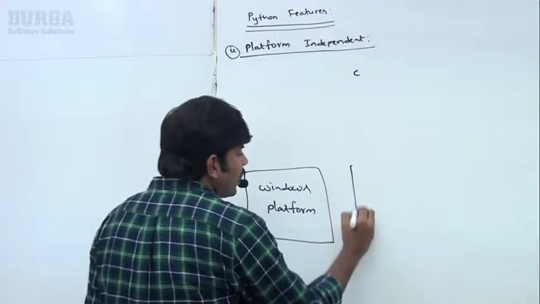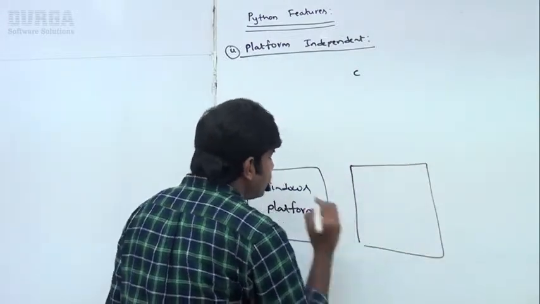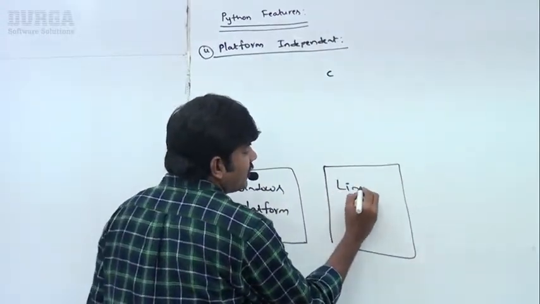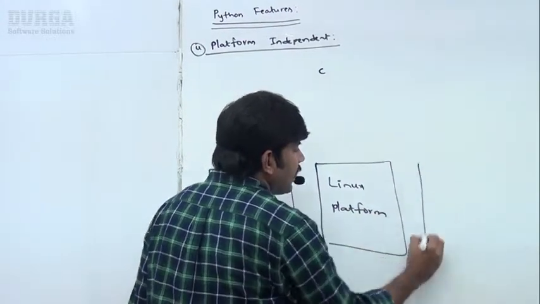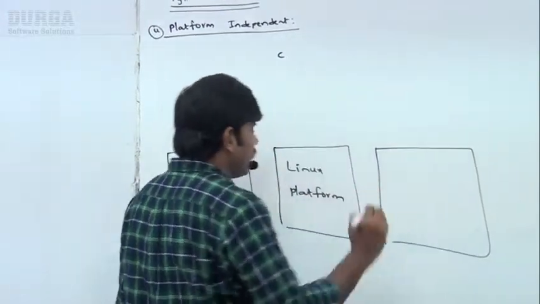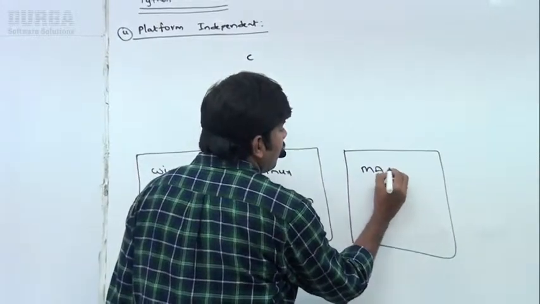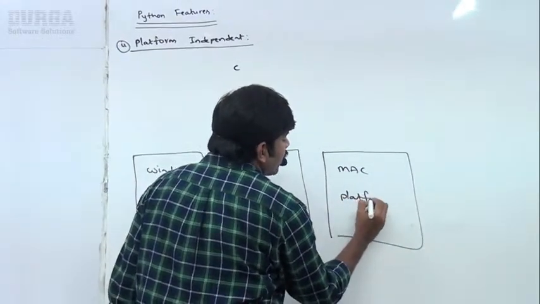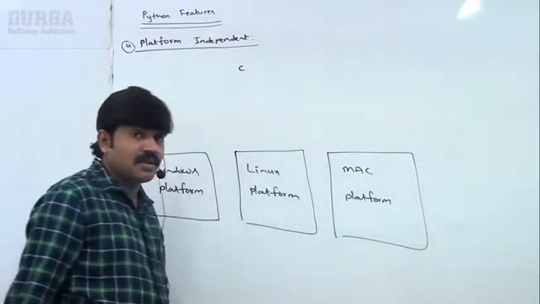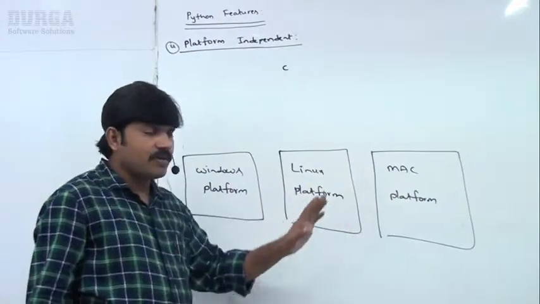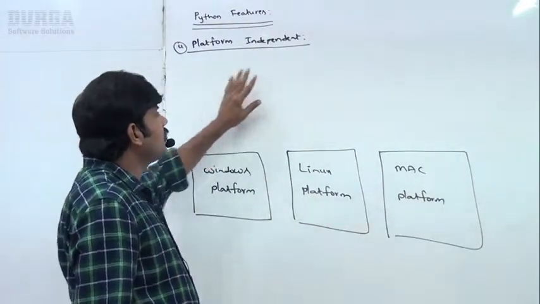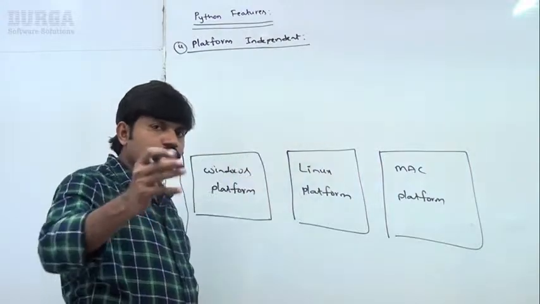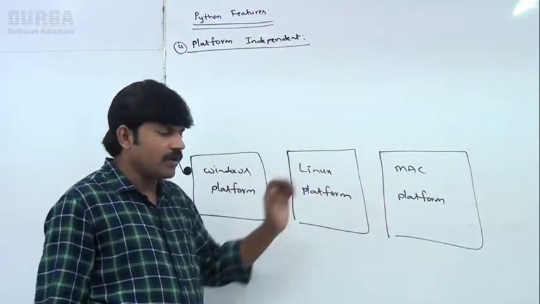Next, one is Linux machine. The Linux platform is available for me. Next, another is Mac platform, available, sir. Can you please observe how many machines, how many platforms are there? 3 platforms are available. Now I want to write a C program which should run on all these platforms.